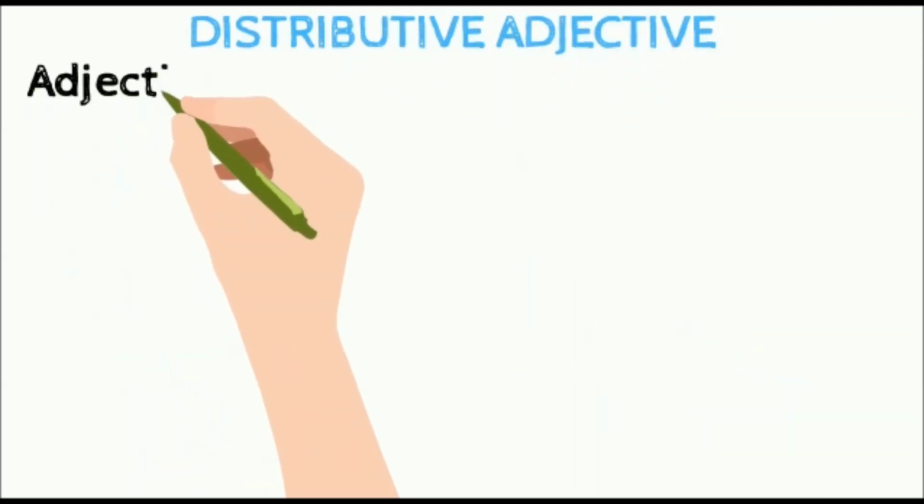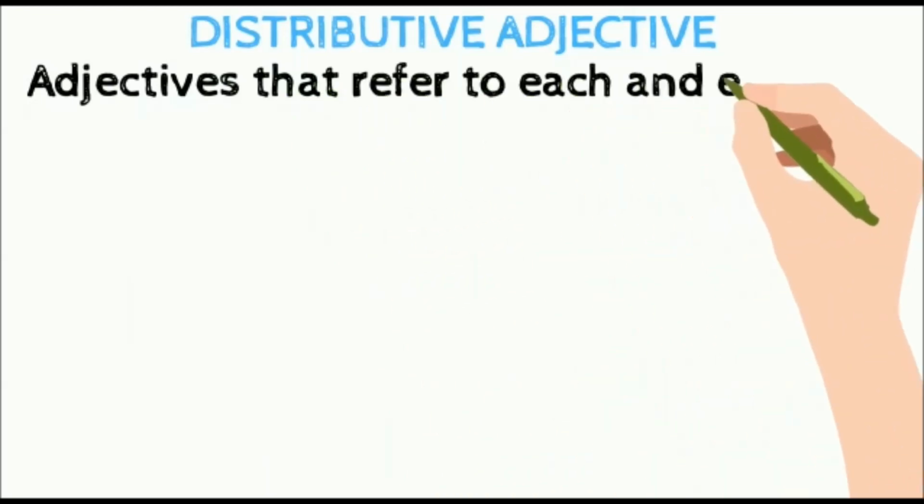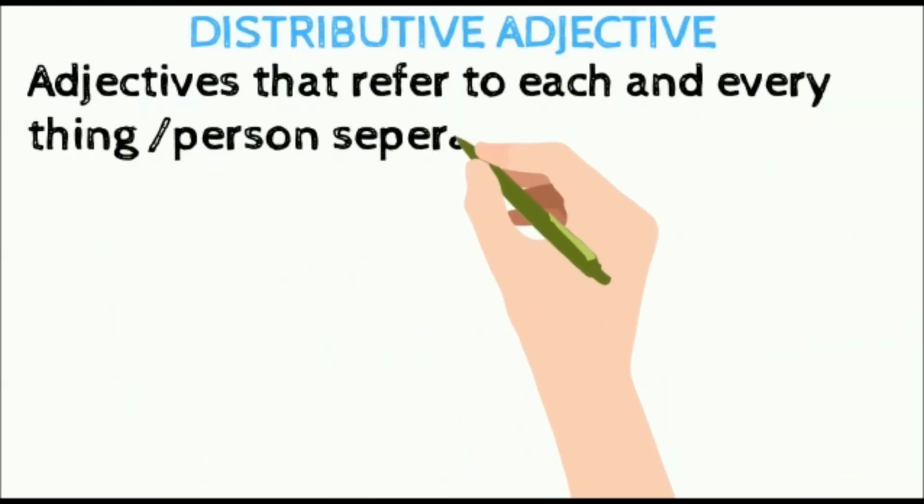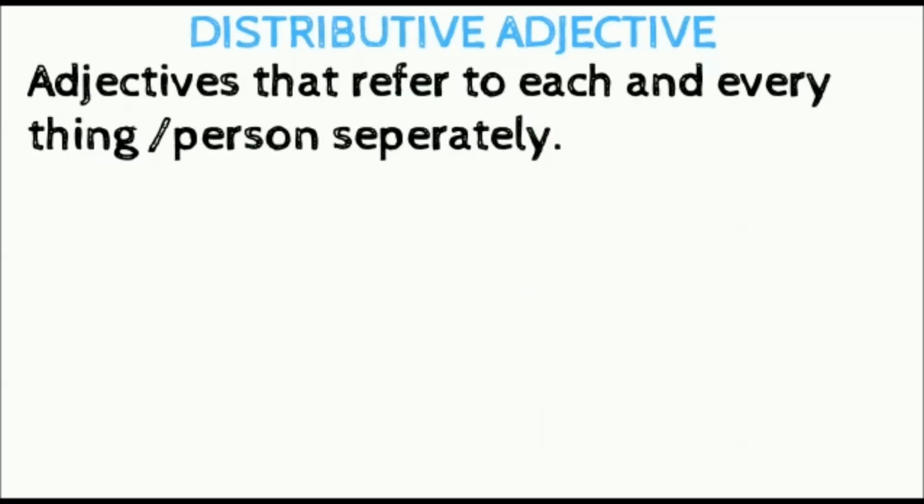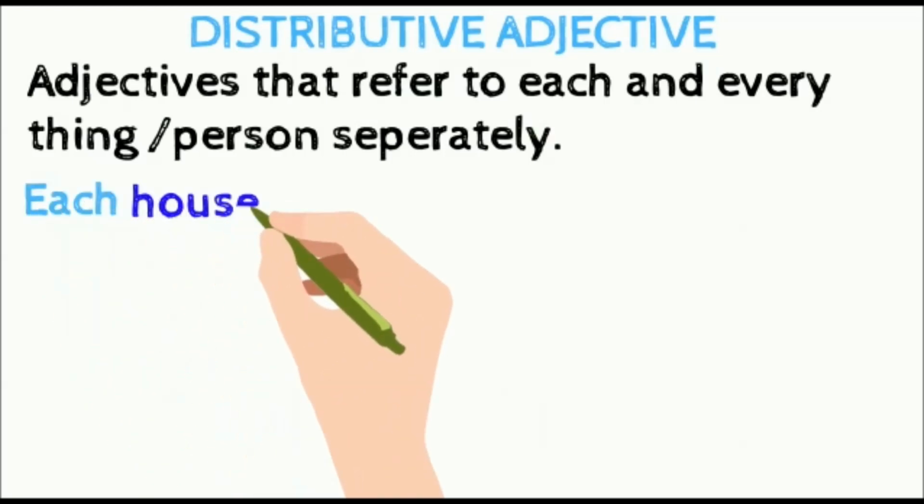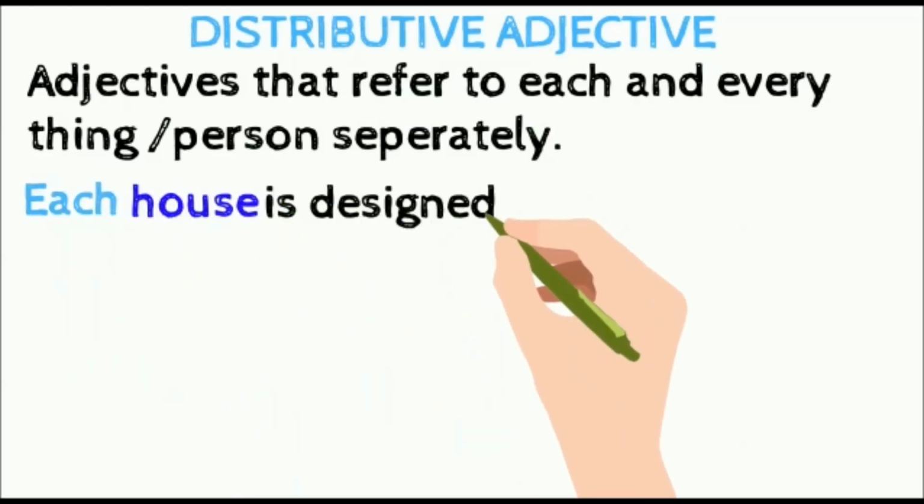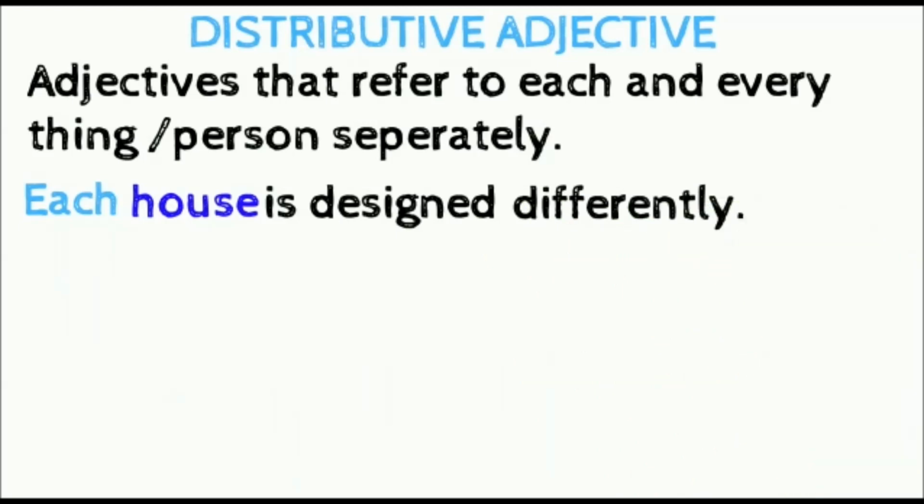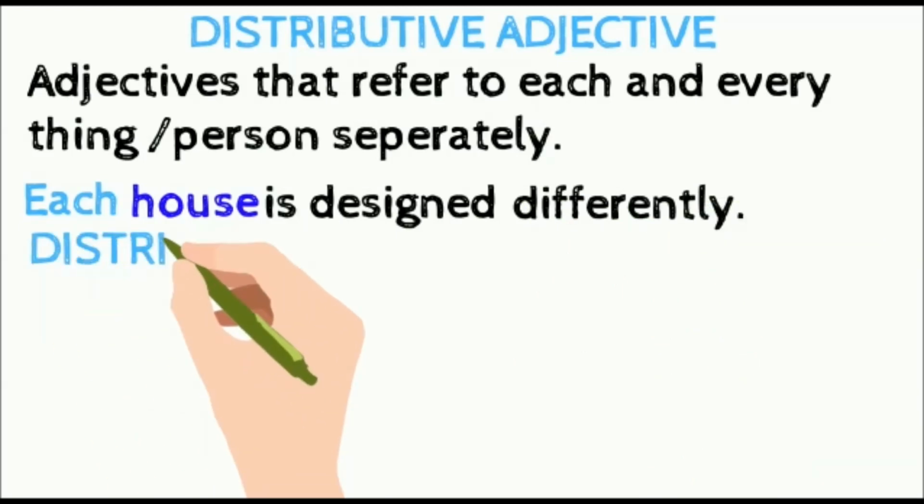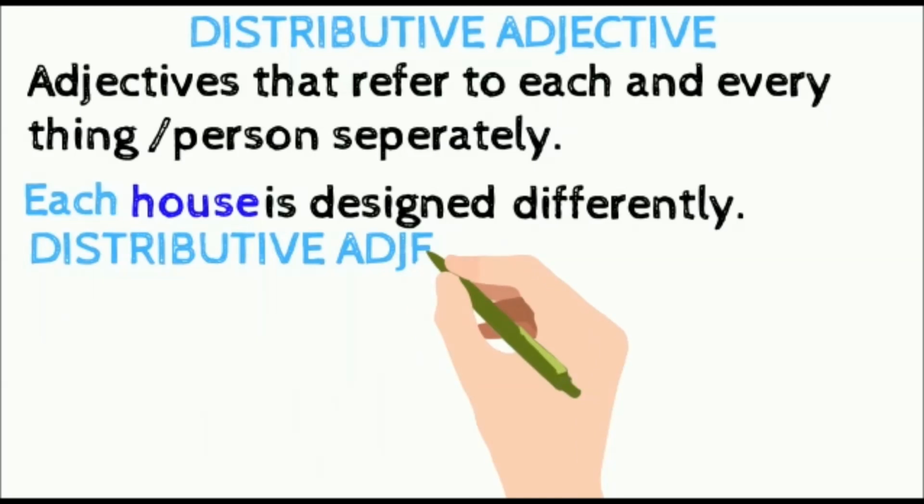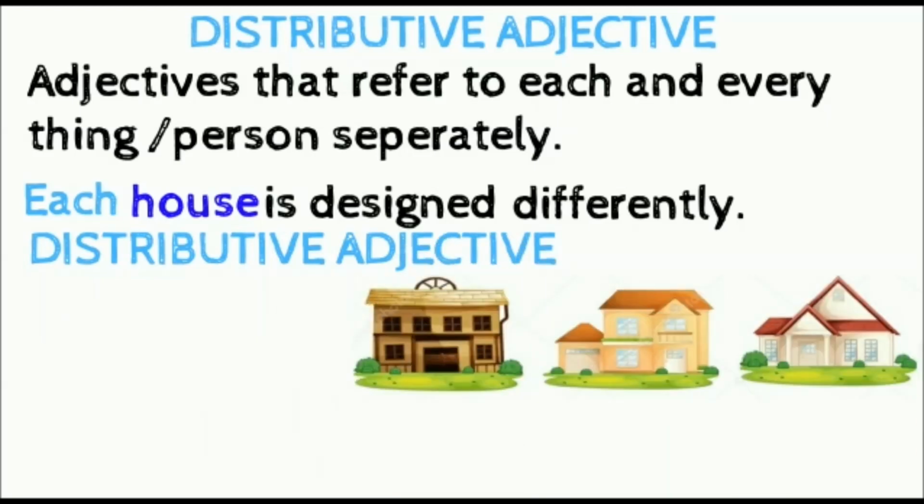Distributive adjectives are those that refer to each and everything or person separately. Each house is designed differently. Here, each is the distributive adjective describing the noun house. Some of the distributive adjectives are each, every, either, neither.